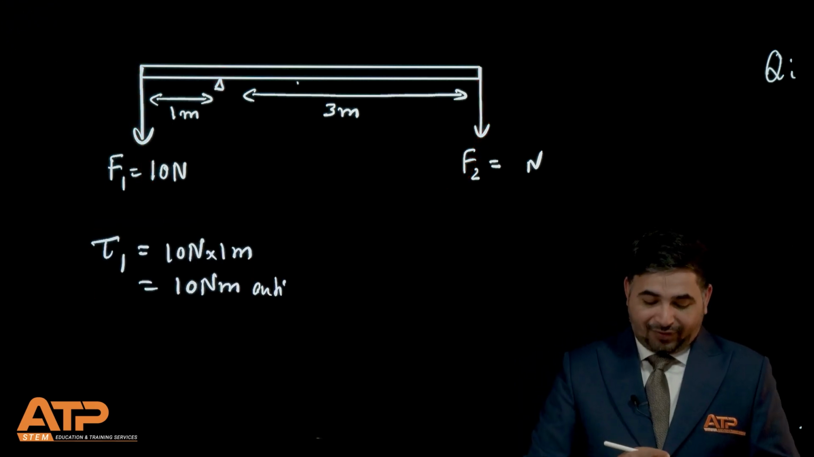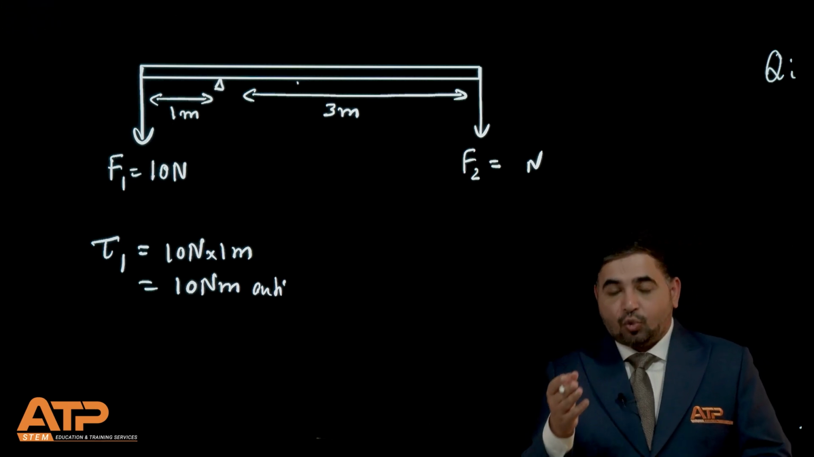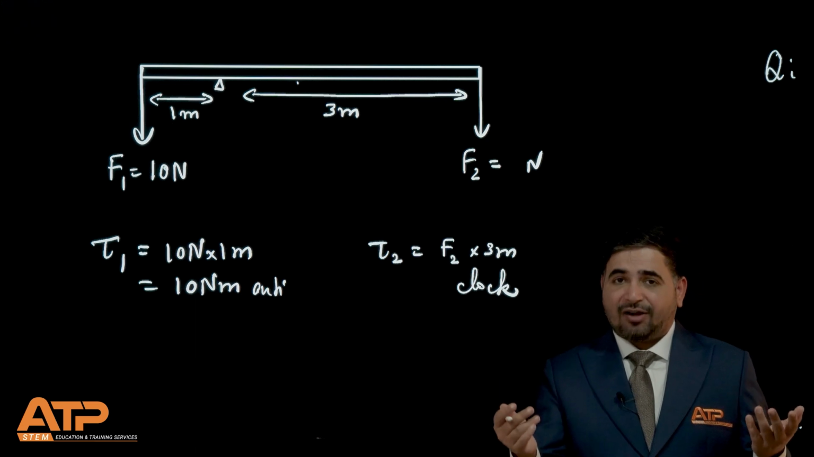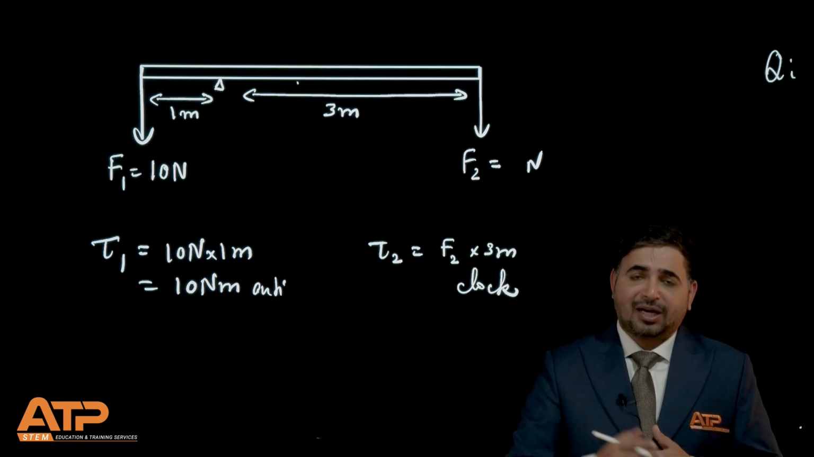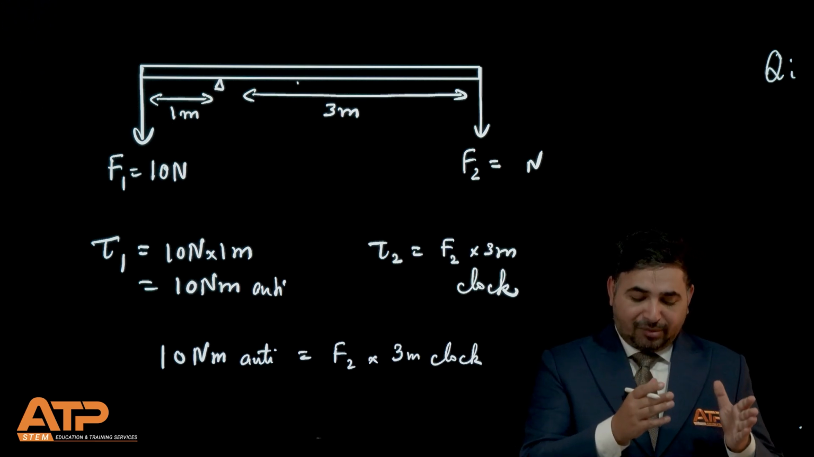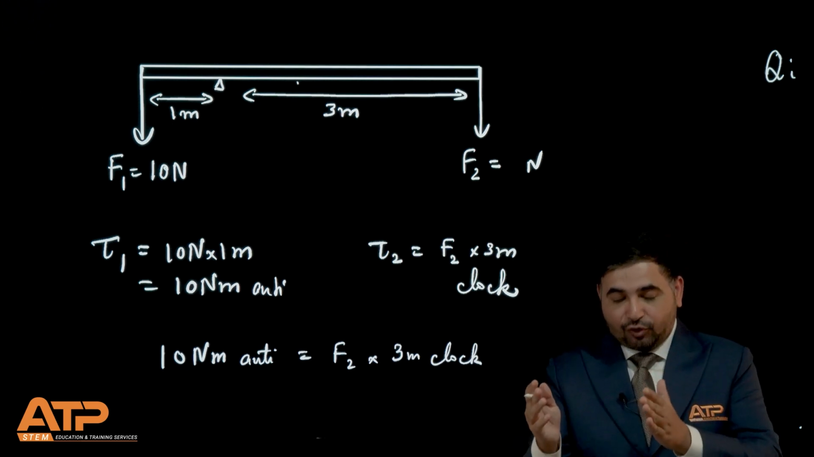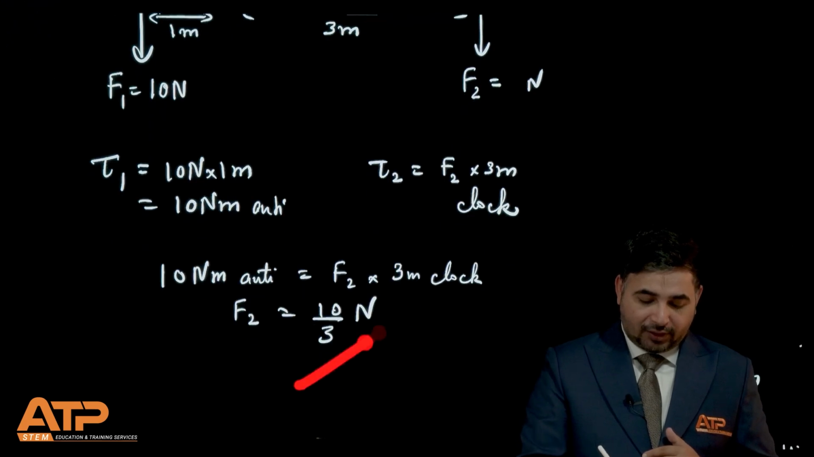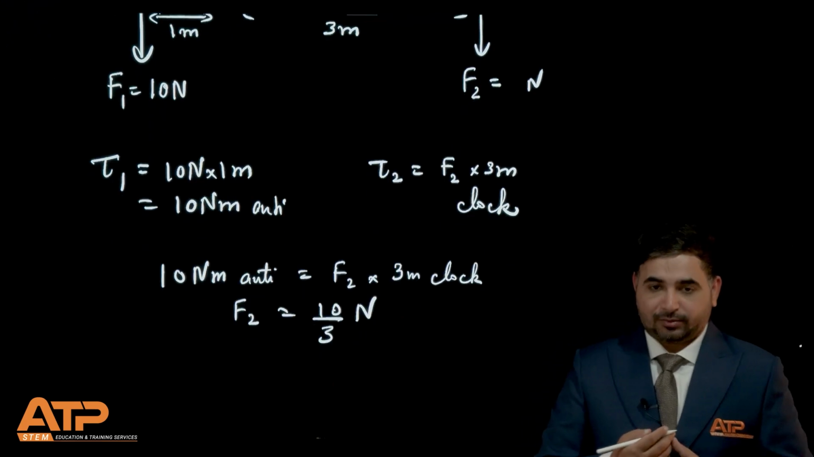How much is the torque of F1? 10 Newton into 1 meter, that is 10 Newton meter anti-clockwise. How much is the torque of F2? F2 is unknown, multiplied by 3, that is clockwise. If we equate the two, 10 Newton meter anti-clockwise equals F2 into 3 meter clockwise, cancelling, you will get the answer 10 by 3 Newton.